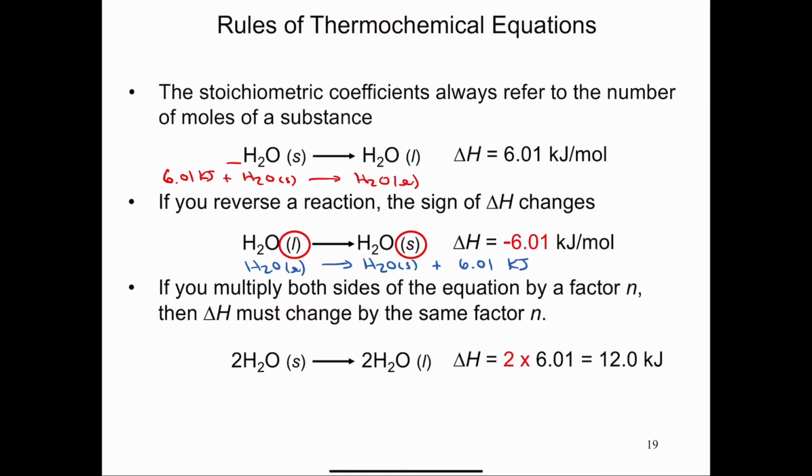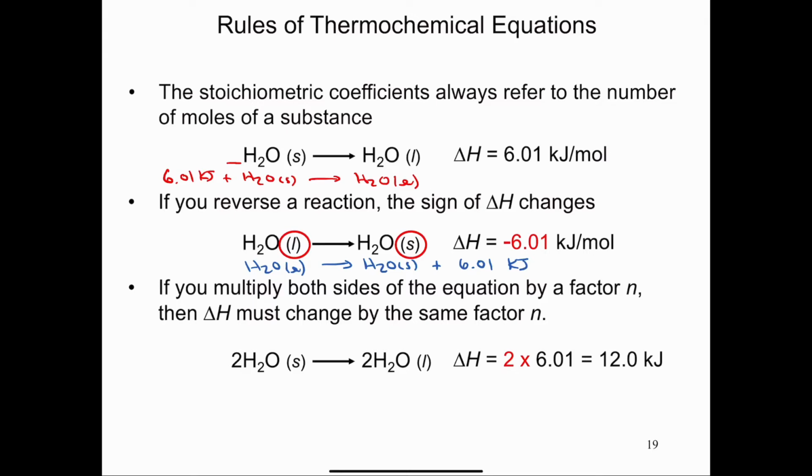So if you think about it, as I take water and I'm cooling it down, as I freeze it, what's going to happen to that heat energy in those molecules as they're slowing down and crystallizing? It's going to exit, right? So an exothermic reaction. The last rule is that if you multiply both sides of the equation by a factor, n, then delta H has to change by the same factor of n.